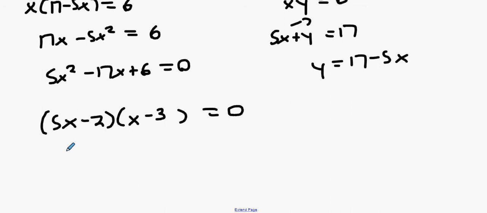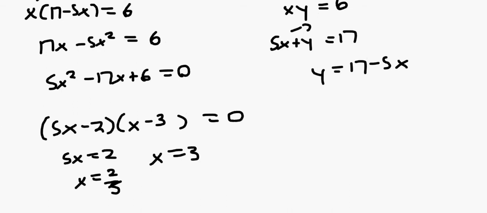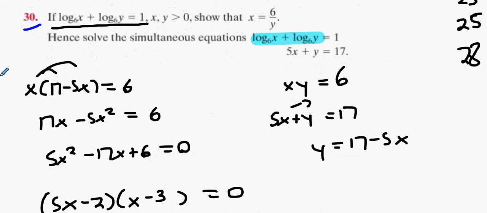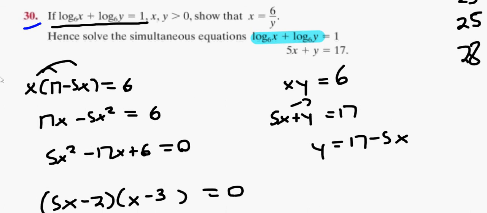Then we get 5x equals 2. X equals 2 over 5 or x equals 3. I should go back up and just make sure none of them can be disqualified. So I'm just going to look back up at the original question. They're both positive. There's no reason why either one of them can't work, because they're both positive numbers, aren't they? Both values of x work.